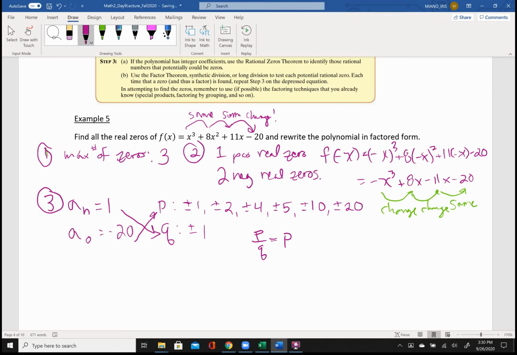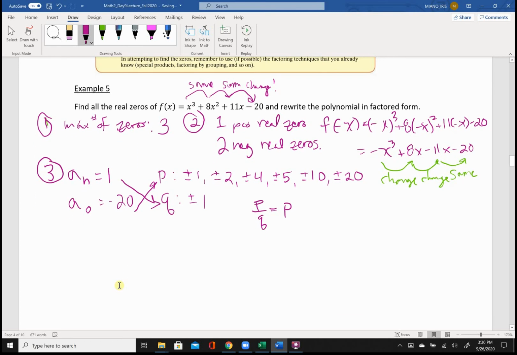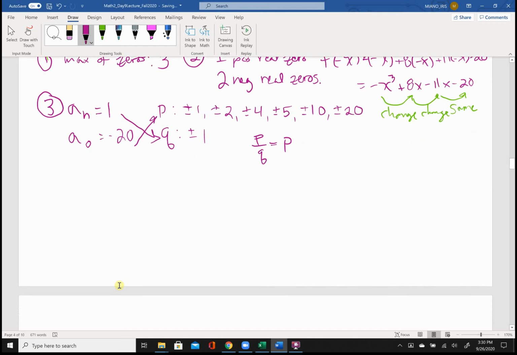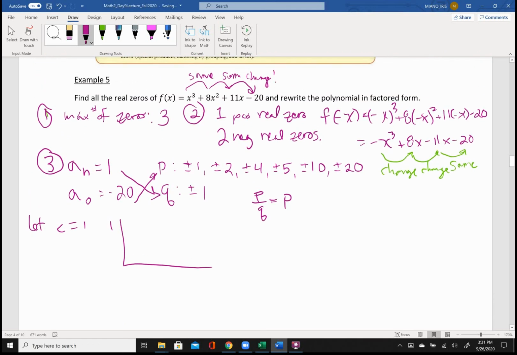When you have so many options, the general rule of thumb is to start with 1. Start with 1 as your c value in the synthetic division that you're going to use to see if x minus 1 is a factor of f of x. So c equals 1. Then 1 is outside the house, and we list all of the coefficients. What were they again? They are 1, 8, 11, and negative 20.